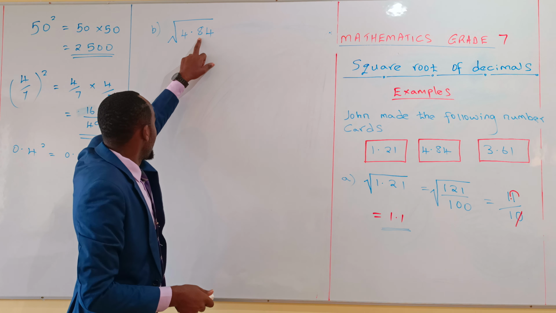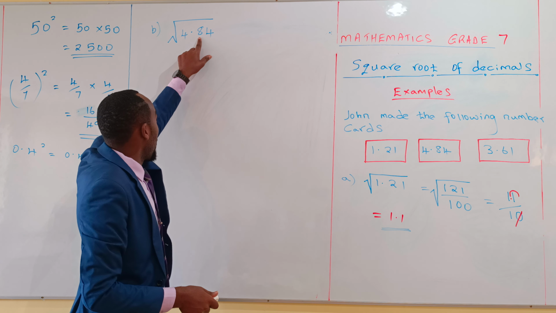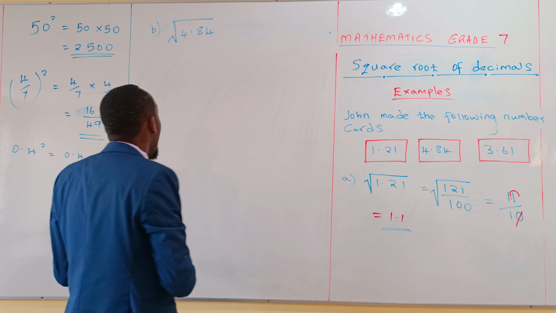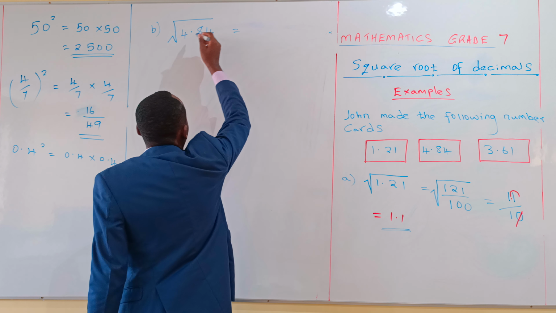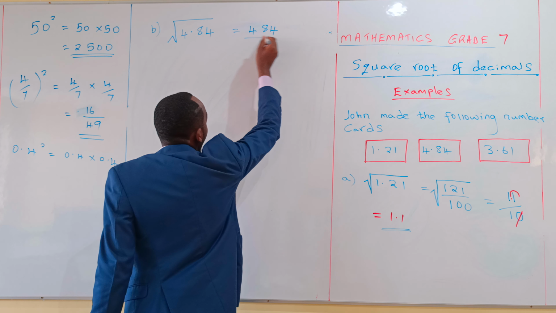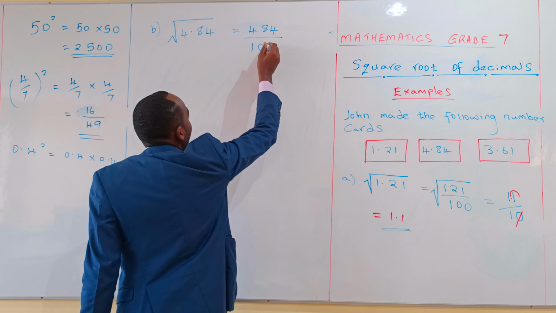Remember, I said, first, you look at the place value. The place value is here, tenth hundredths. Therefore, you write that number as a fraction now. And that will be 484 over what? 100.